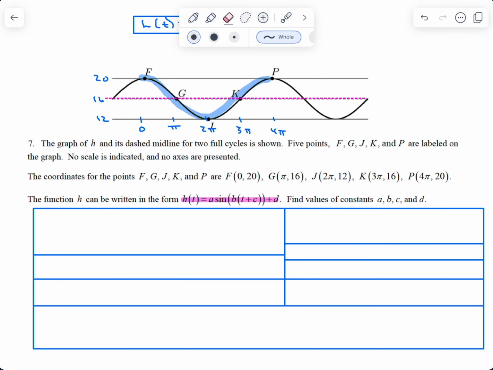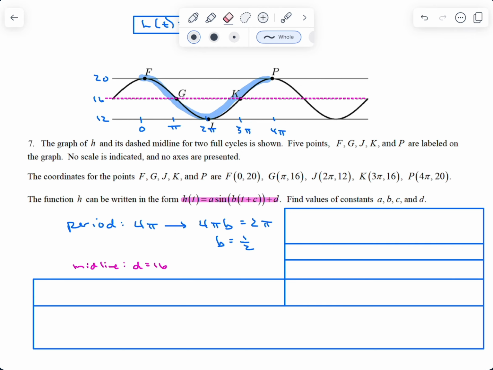Okay, here we go. There's my graph. I see that the period would have to be 4 pi. If the period is 4 pi, I need to think about what I need to multiply that by to build it up to the normal 2 pi, or 2 pi divided by 4 pi, and you end up with B being 1/2. My midline is at 16, and my amplitude would be 4. So I am 3/4 of the way to the equation with those 3 answers.